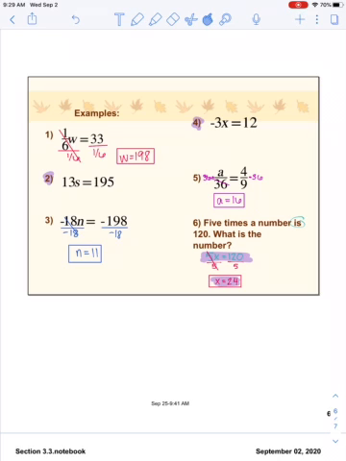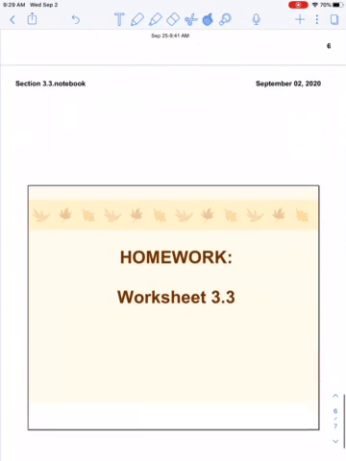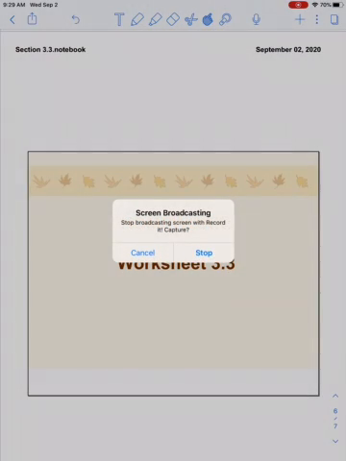Again, you need to have done 2 and 4 on your own. And then your homework is 3.3.